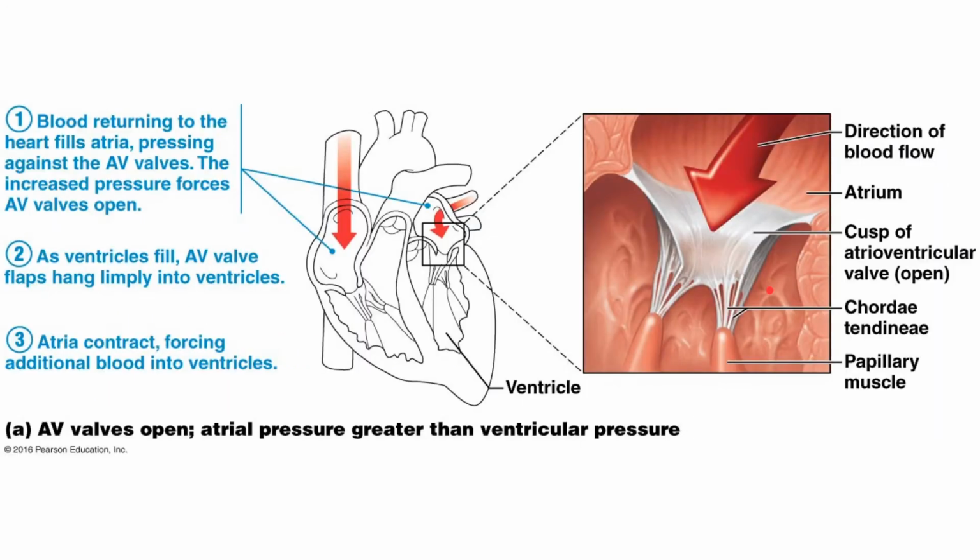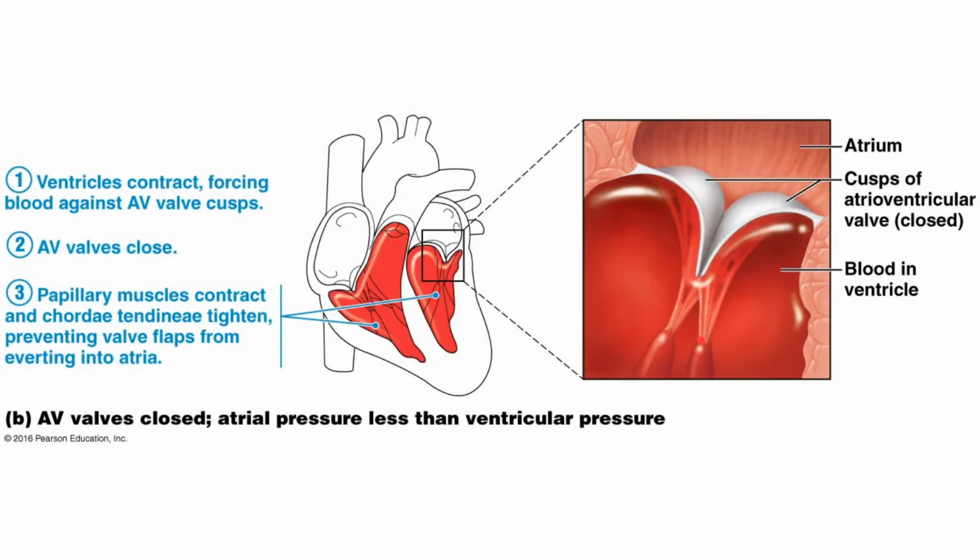Let's take a closer look at that. This is showing a picture of when the AV valves would be open. So blood is going to flow from the atria into the ventricle, and it happens on the right and the left side at the same time. This basically just happens through pressure, like through gravity. The blood falls in, it forces the valve open, and then it gets into the ventricle. And here is a picture where we can see the blood coming through the open valve.